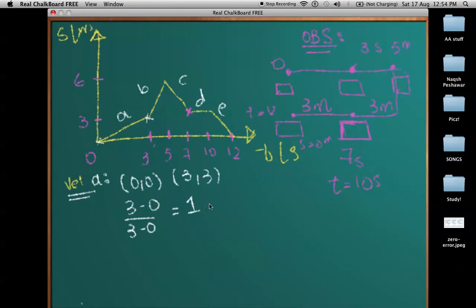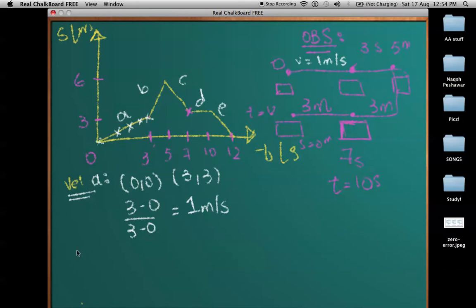So this means the velocity throughout from this point till it reached here was 1 meter per second. So a constant velocity of 1 meter per second. Since at every point the line is straight, using any point we'd get the same gradient. This means a uniform velocity. Okay, so this is a uniform velocity.